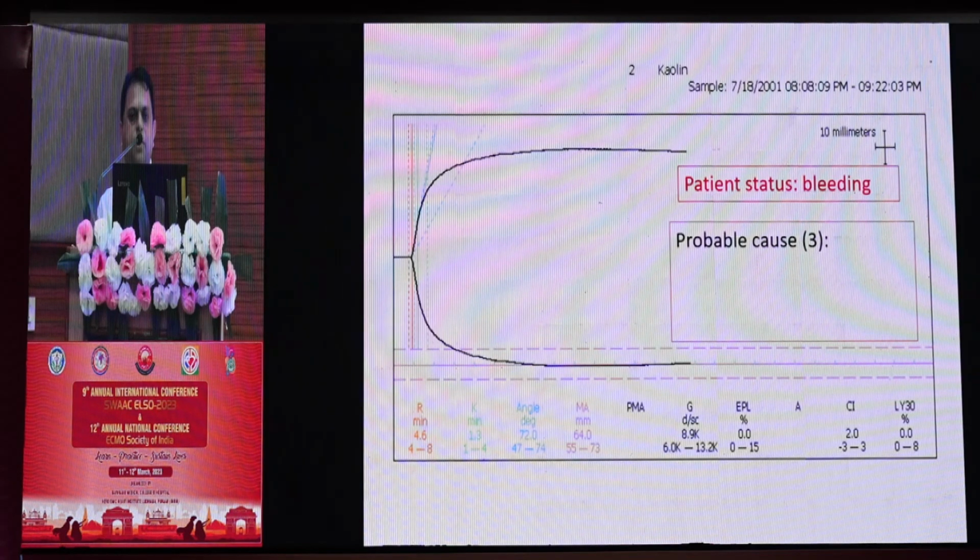So with this background, can you all tell me what this is? This patient is bleeding, and this is the TEG. Can any one of you tell what could be the probable cause? It's a normal TEG, and the patient is bleeding.